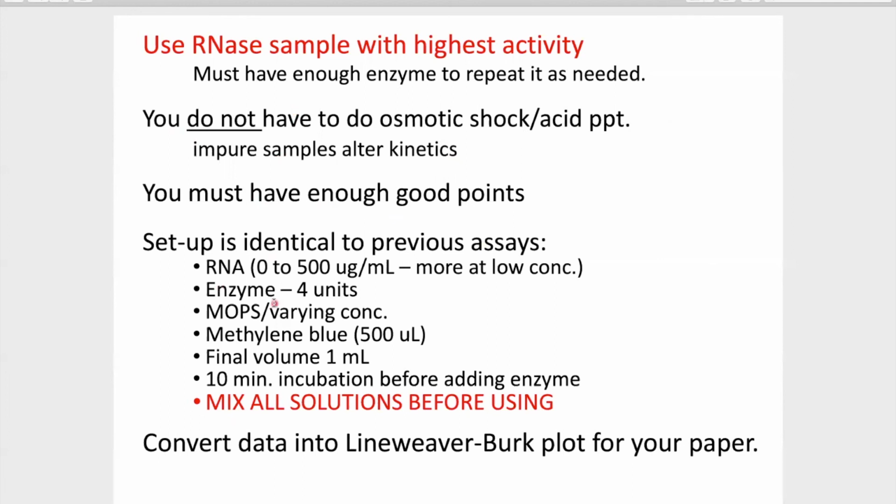Your RNA is 0 to 500 micrograms per milliliter, with more points at a low concentration. Your enzyme will always be 4 units. MOPS, which is our buffer system, at varying concentrations, and methylene blue for 500 microliters, right? That's the indicator that will typically be measured by the spectrophotometer. Your final volume will be 1 milliliter. You would incubate the reaction for 10 minutes before adding the enzyme, and you're going to mix all solutions before using, right?